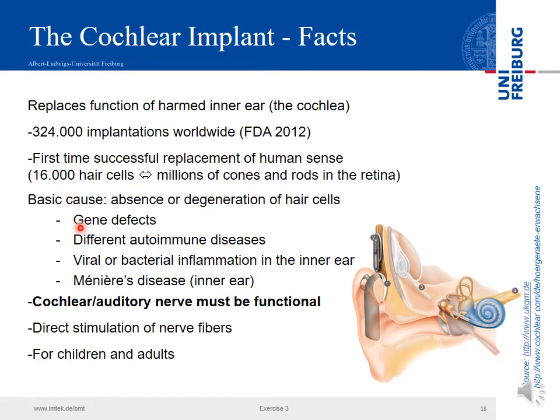And everything from the cochlea, that means the auditory nerve and all the structures towards the auditory cortex, must be intact so that such a system works. We have direct stimulation of the nerve fibers sitting a little bit further distance from the cochlea, and it works for children and adults. We have 16,000 hair cells. We have a maximum of 22 electrodes.